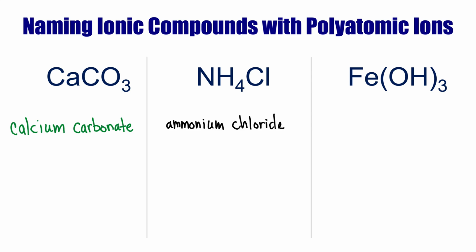OH is a polyatomic ion. It's hydroxide, so its name is going to stay the same. So I know I have iron, then in parentheses I need a Roman numeral, and then hydroxide is the name of that polyatomic ion. Hydroxide is a common one that we're going to use in class.